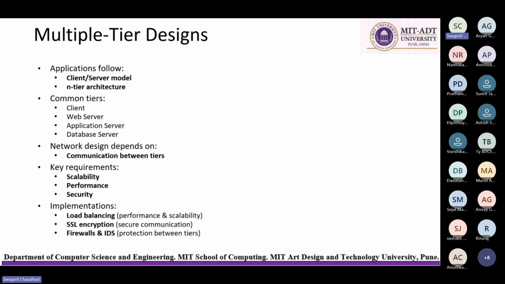Okay, so how does communication between these tiers happen? These tiers must communicate with each other. For example, client to web server to application server and, at last, the database server. It will communicate like that. So this design depends on how these tiers communicate.